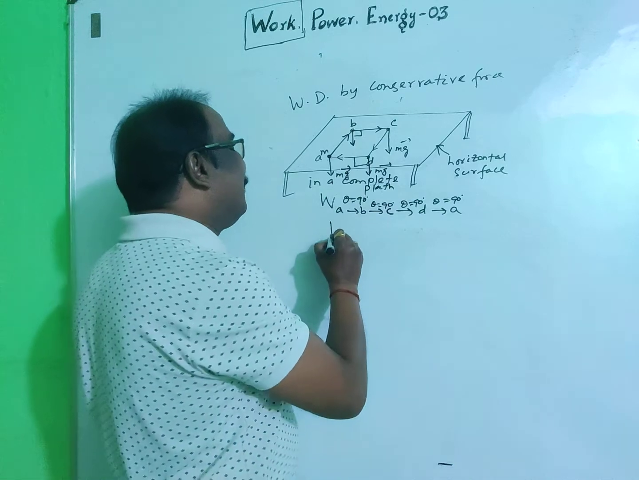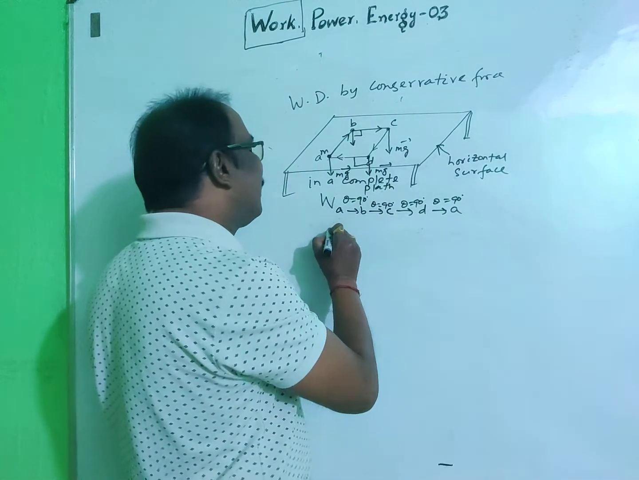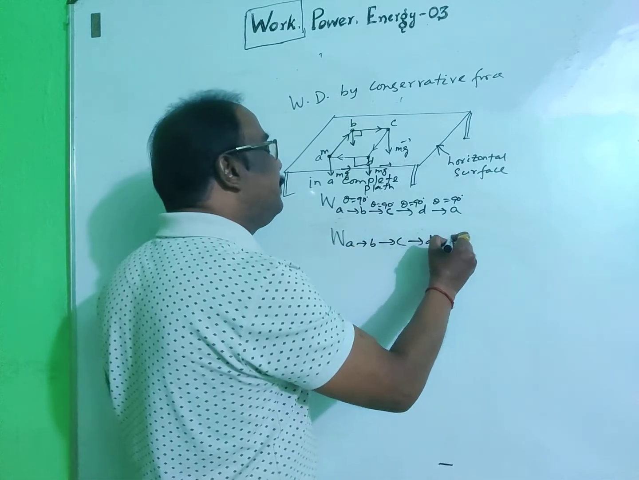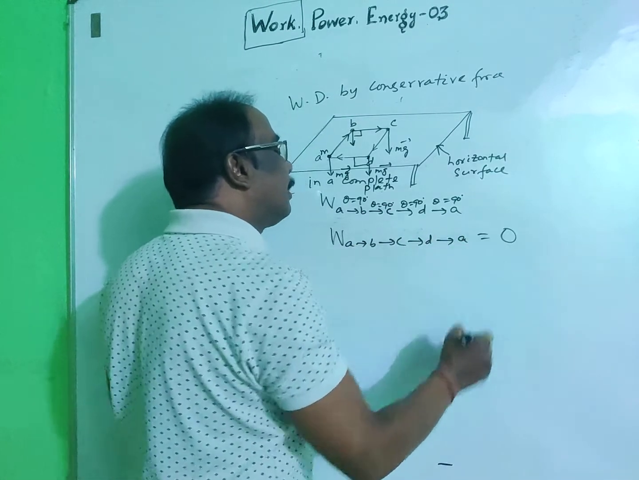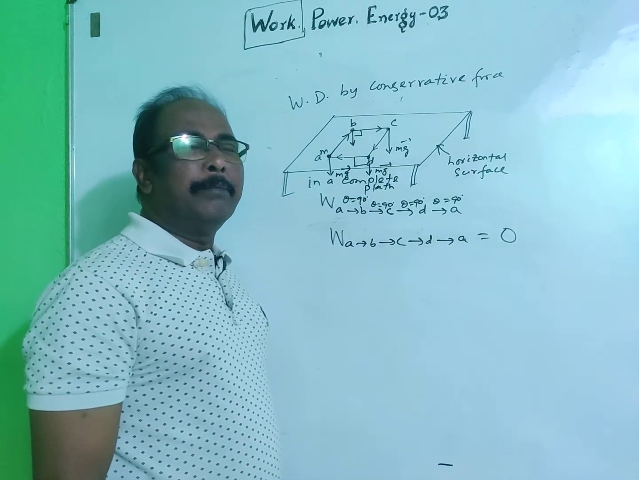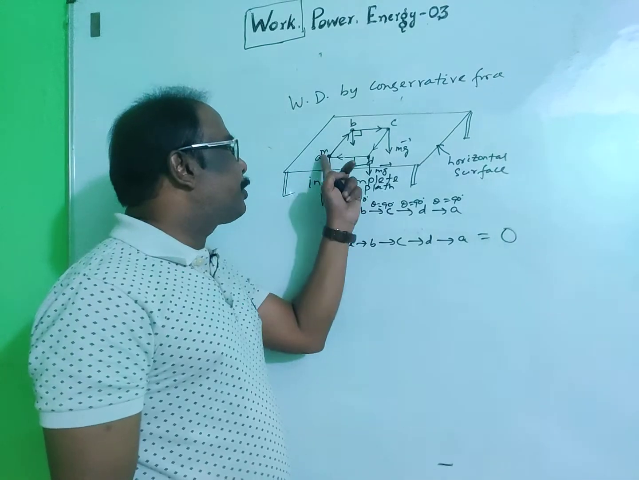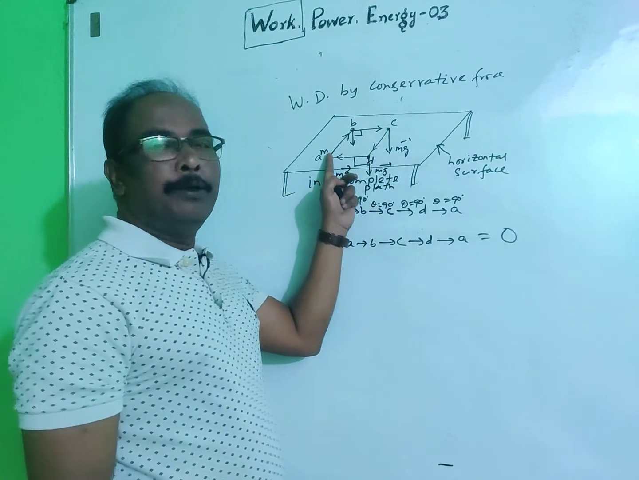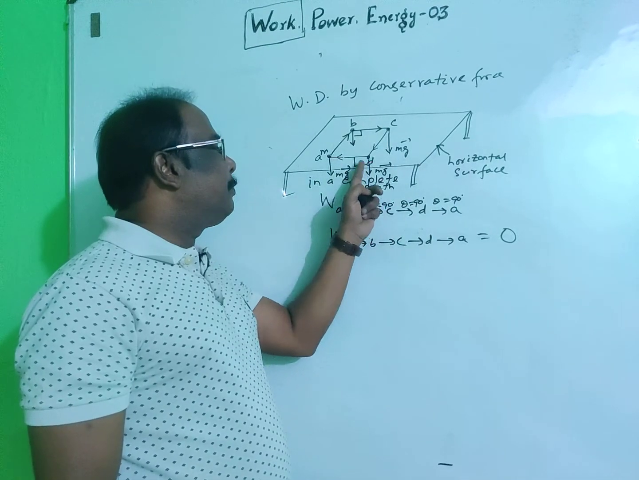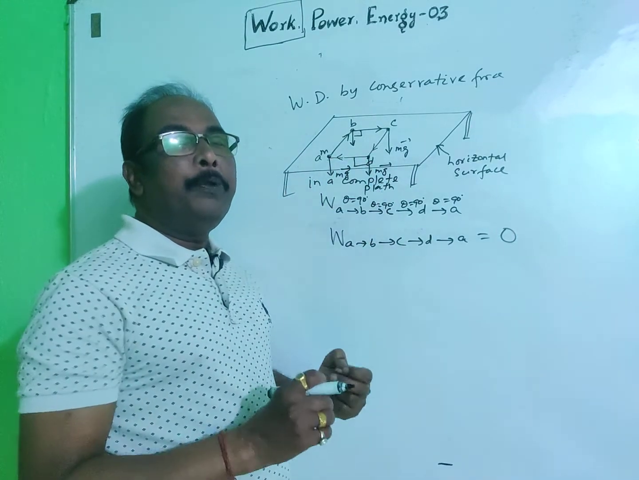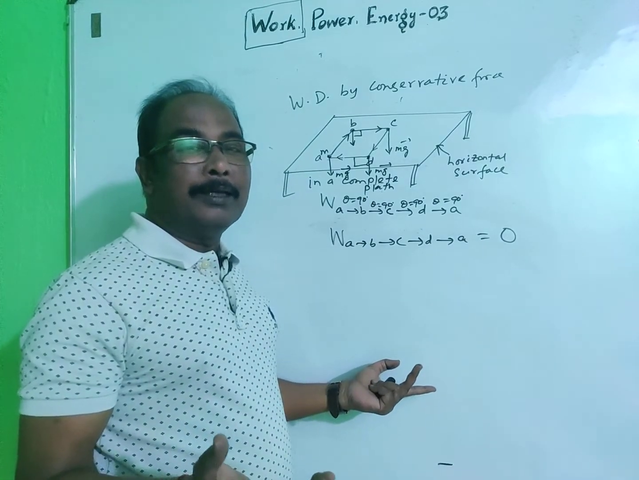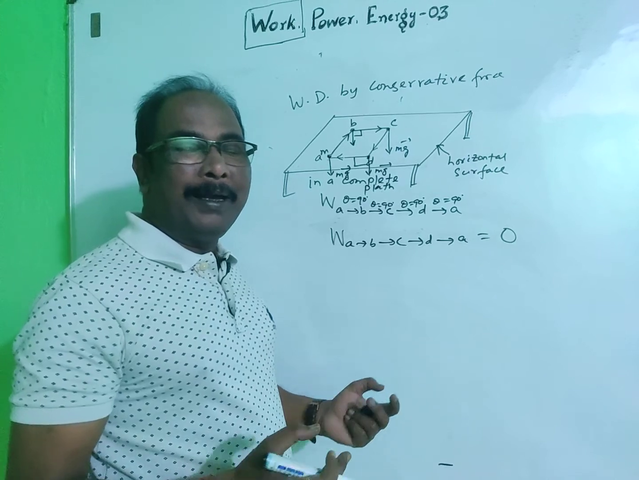So total work from A to B, from B to C, from C to D, and from D to A, total work is zero. Work done by a conservative force in a complete path is zero, because for each part of this path A, B, C, D, force and displacement are mutually perpendicular to each other. So it satisfies the condition for no work. The total work is zero.